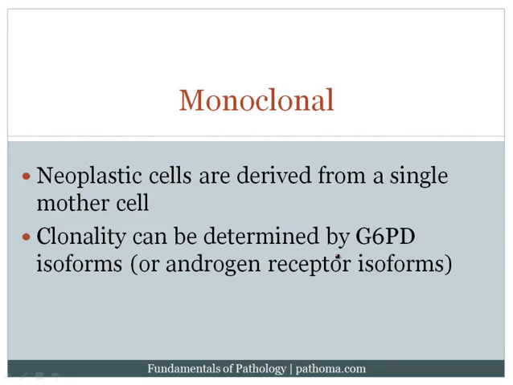Now, as I mentioned just a moment ago, monoclonal refers to the fact that all the tumor cells actually arise from one single progenitor cell, one single mother cell or one single father cell. And that's what the term monoclonal means. So as I've stated here, the neoplastic cells are derived from a single mother cell. Clonality can be determined by G6PD isoforms, and this actually is a very high-yield principle which we should probably take a moment to highlight. So what I'm going to do here is actually just create a whiteboard and then spend a moment just explaining what we mean by this.